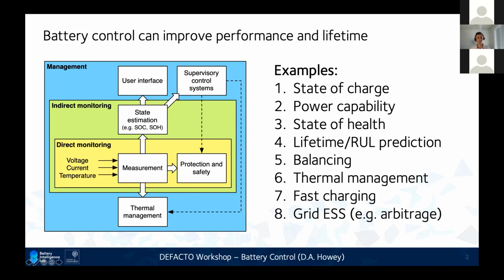And so how can battery control make a difference? There's a list of different things here, in a variety of ways: state of charge estimation, state of health, power capability, lifetime prediction, balancing of cells, thermal management, charging. And then in a grid application, you might have full control over charge and discharge, for example, for energy arbitrage.